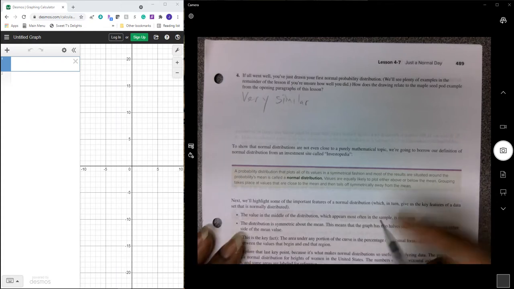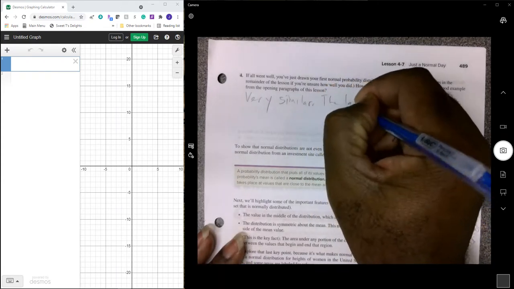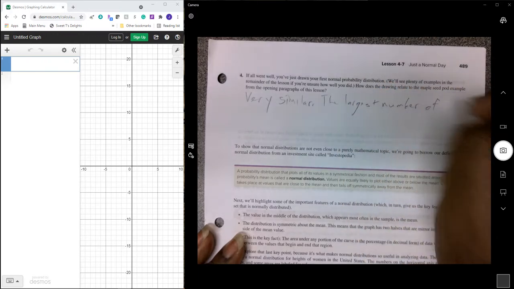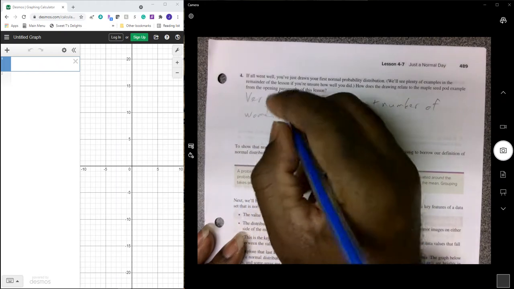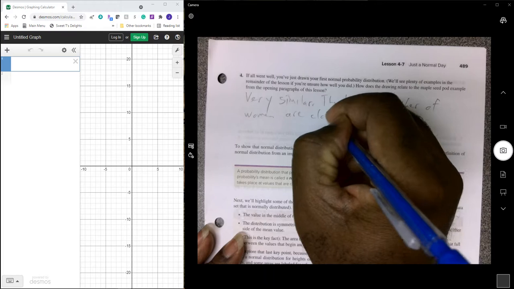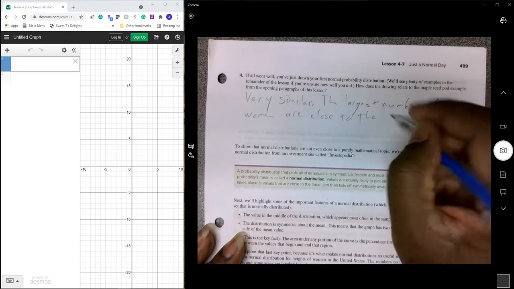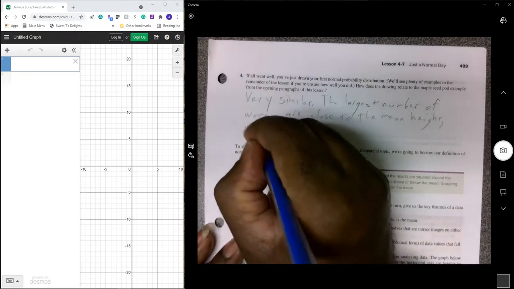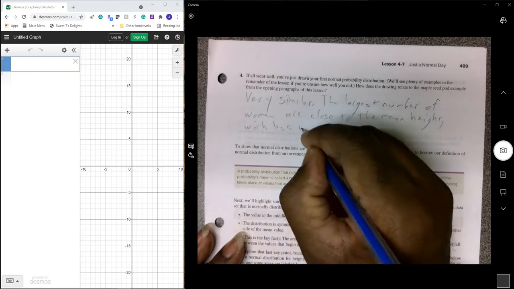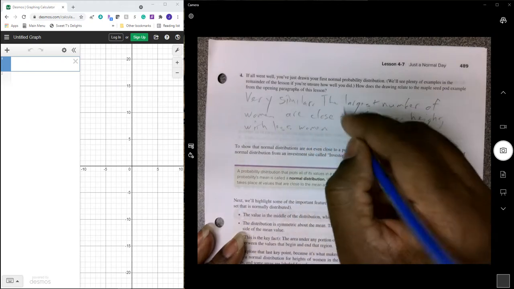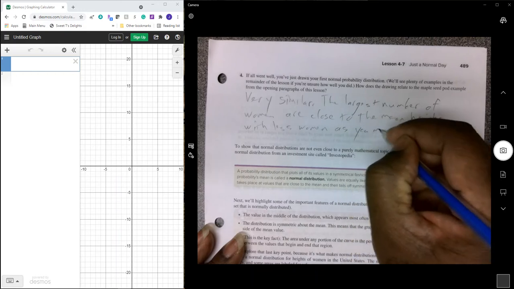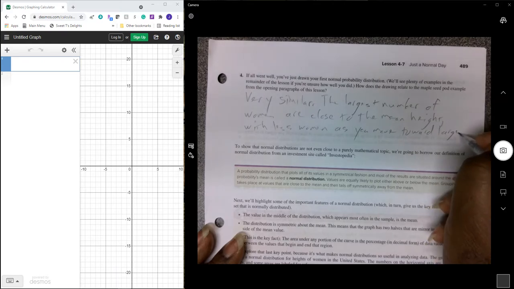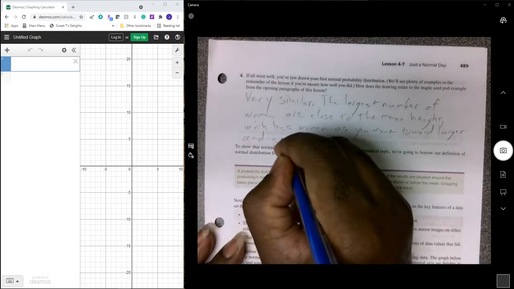It's very, very similar. So the largest number of women are close to the mean height with fewer women as you move toward larger and smaller heights.